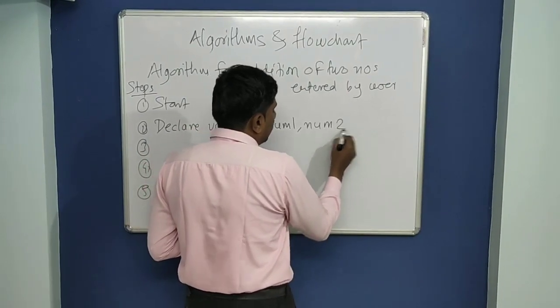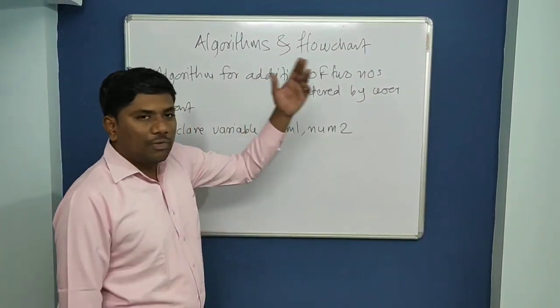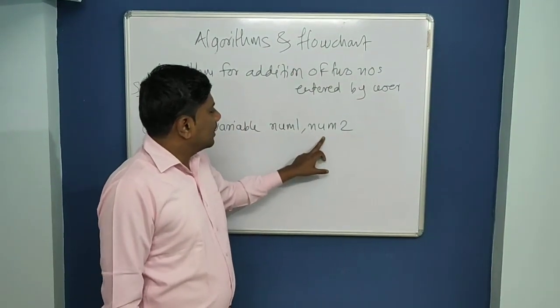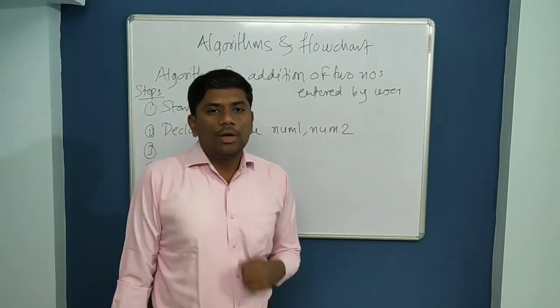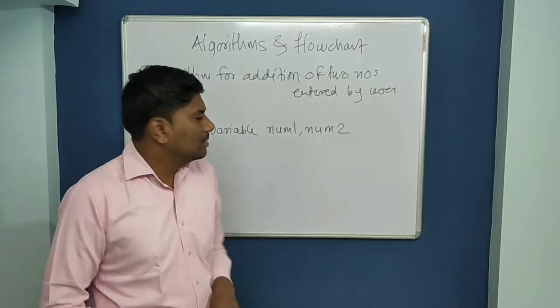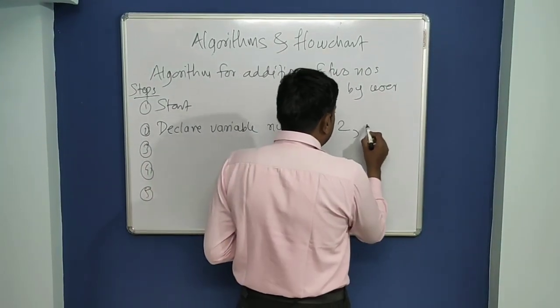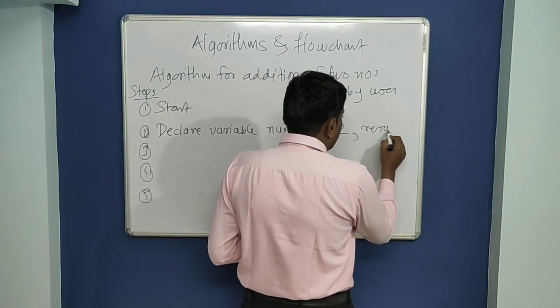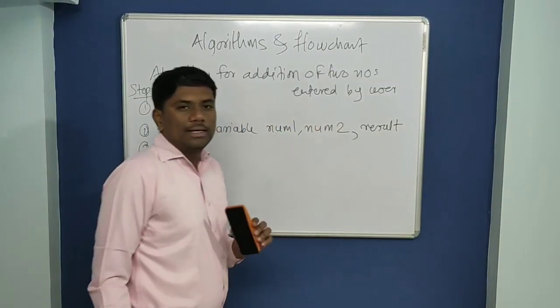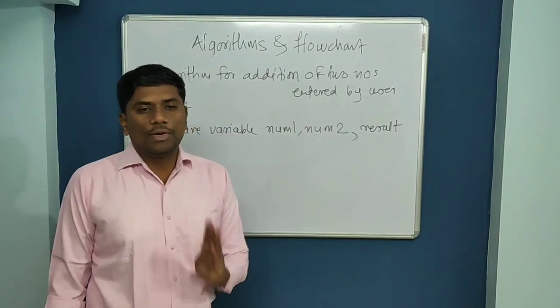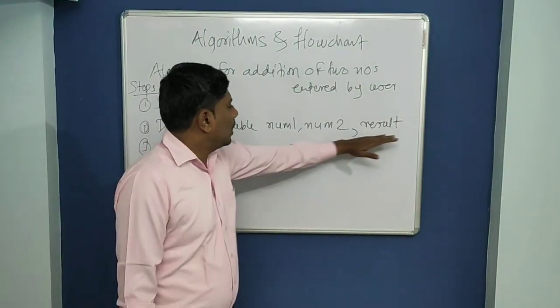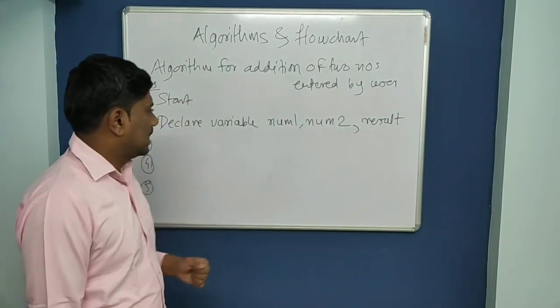Consider I am taking number 1 and number 2 variables. The first value will be read in number 1 and the second value will be read in number 2. Now, in addition to these two variables, we are going to store the result in some variable. So I will declare a result variable. I am declaring 3 variables: number 1, number 2 and result. So this is the second step.